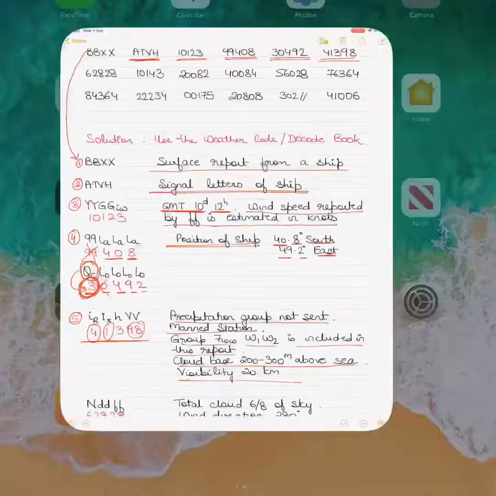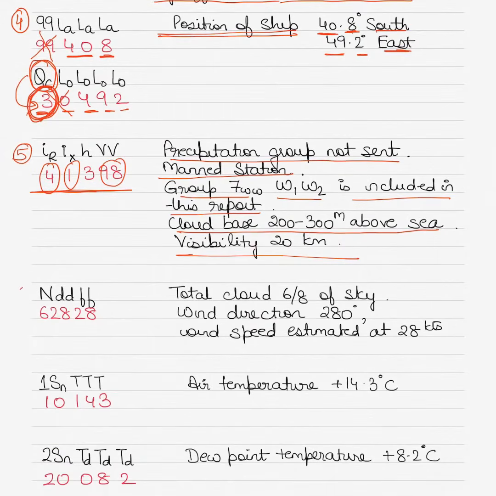So I'll keep going. Then we have the 6th group here, which is NDDFF, and again I'm just spelling out the letters for you. They all stand for something. You can see I've put 6 below N, 28 below DD, and 28 below FF. Again you will have to go and find out, because one of them stands for total cloud cover, the other one stands for wind direction, and the third one stands for wind speed estimated. The wind speed estimated is 28 knots as I have written here, because the last two digits are wind speed. Wind direction is 280.